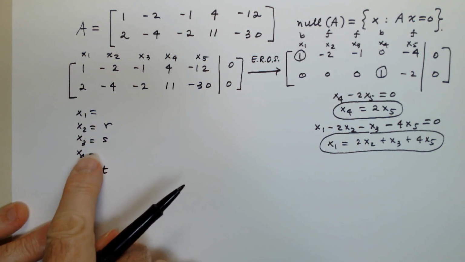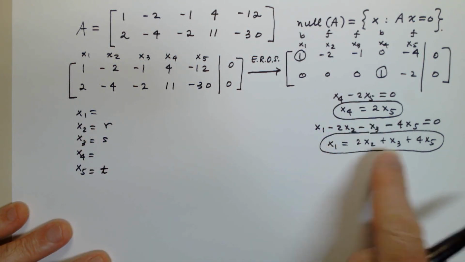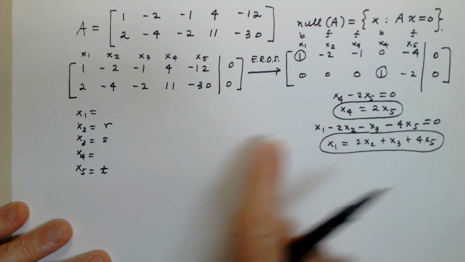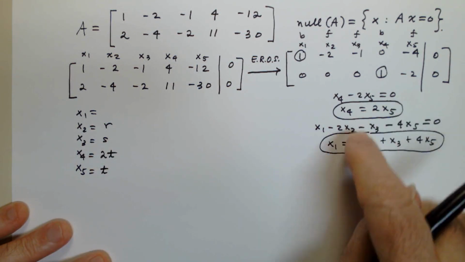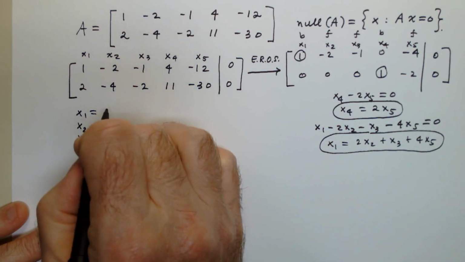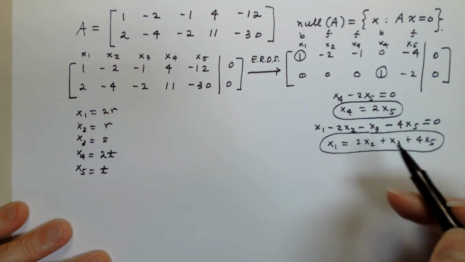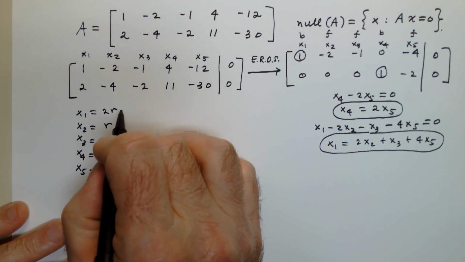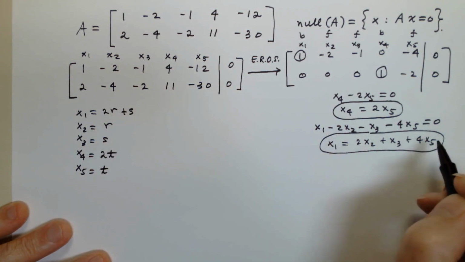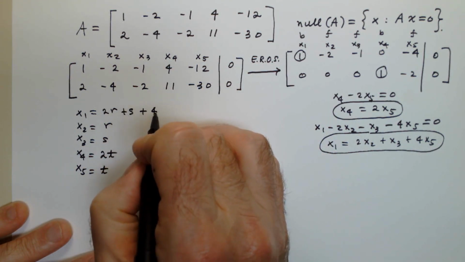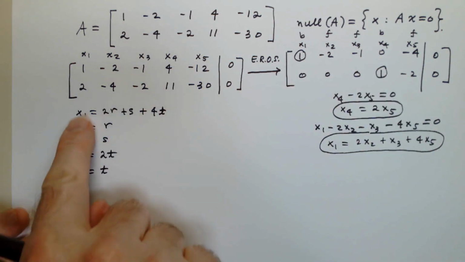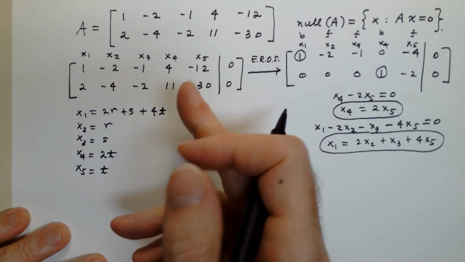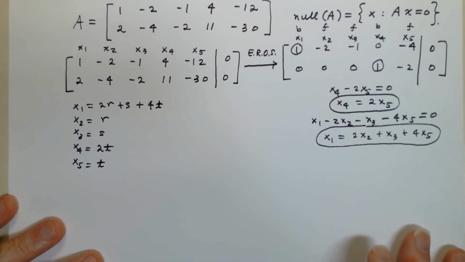But our bound variables, x1 and x4, will be described in terms of them. So x4 is twice x5, so it'll be twice t. And x1 is going to be 2 times r plus s plus 4t. So any solution to this system of equations will follow this pattern where r, s, and t can be arbitrary.